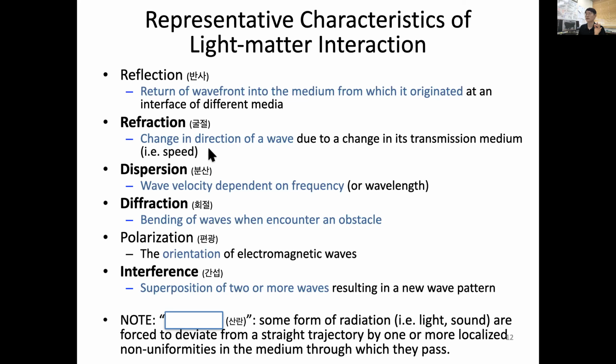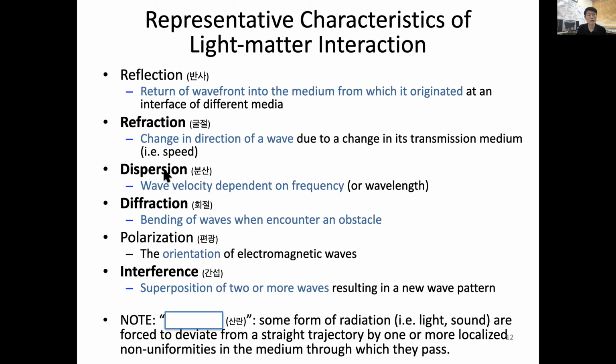So fundamentally, it also means that the speed of light is changing. That's why the index of refraction is defined based on the speed ratio with respect to the speed of light in the vacuum. And another important characteristic which I didn't cover much is called dispersion.